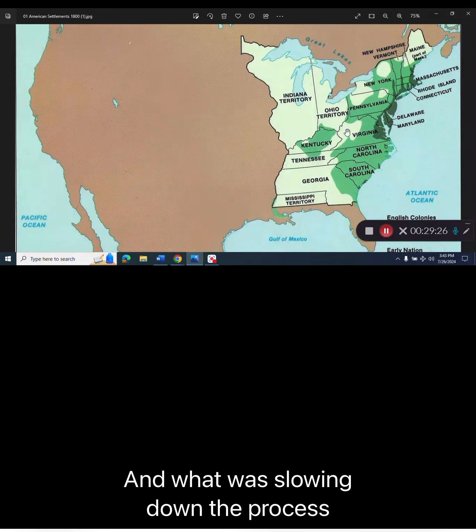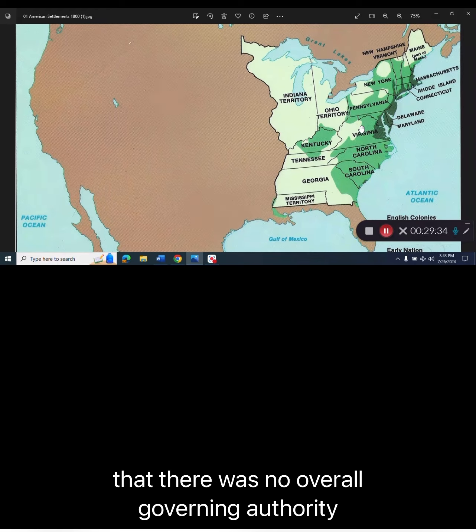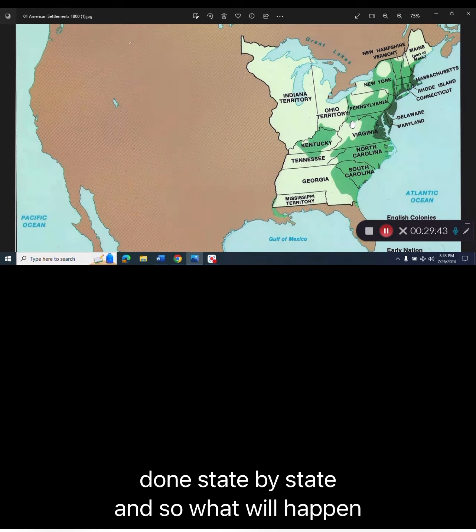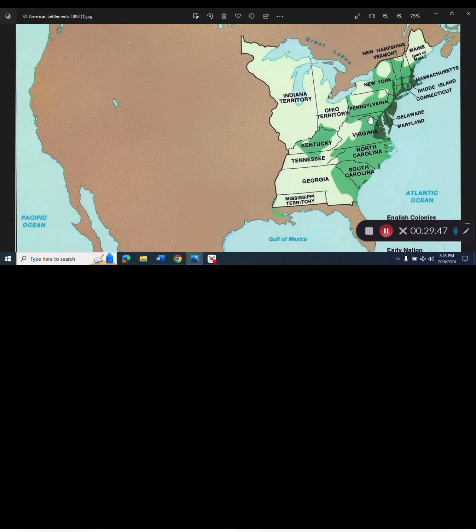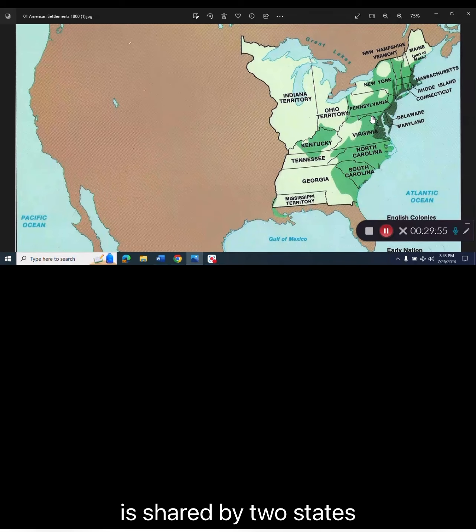And what was slowing down the process of getting these canals done was the fact that there was no overall governing authority to manage the process. It had to be done state by state. And so what will help illustrate what eventually propels this breakaway movement is that the Potomac River is shared by two states.